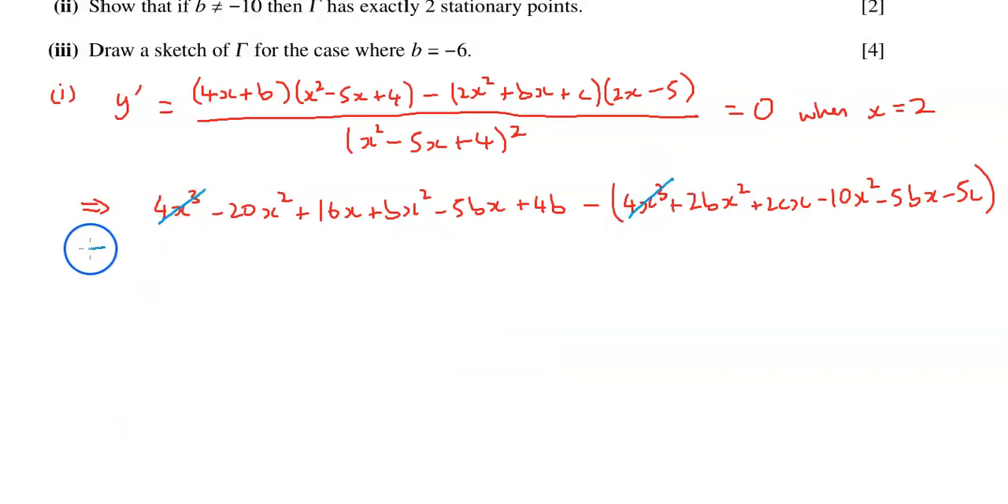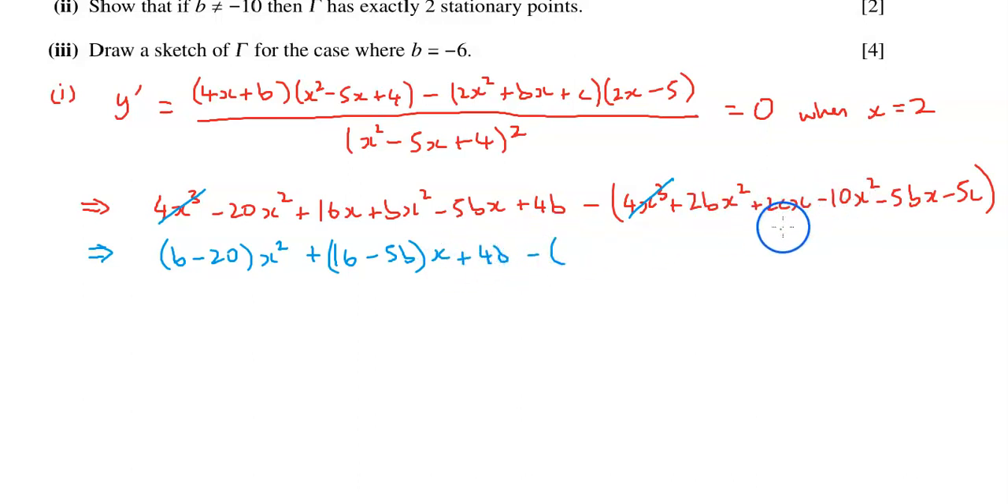Simplifying it down, we got (b minus 20) lots of x squared here, and then (16 minus 5b) lots of x, and then 4b as the constant, and then inside the brackets we've got (2b minus 10) x squareds, and then (2c minus 5b) lots of x, and then just negative 5c as the constant.